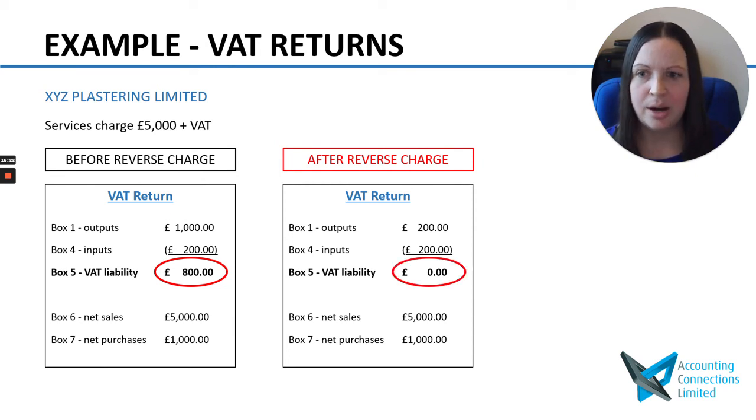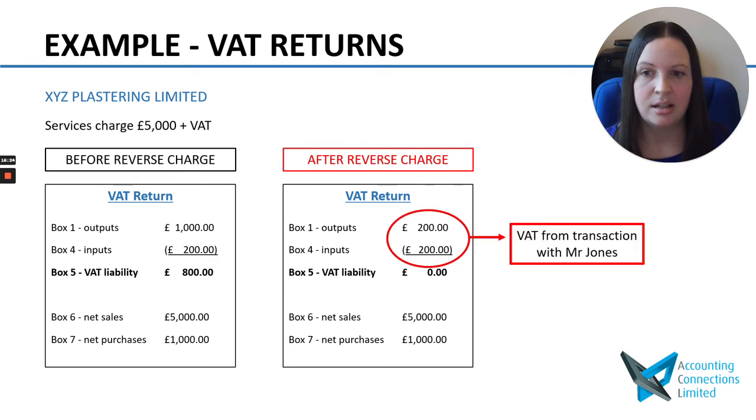You will, however, notice that £200, which is the VAT from the transaction with Mr. Jones, is now showing in two places. It's showing as an output and as an input. That is showing that the VAT has been moved up the chain. This is showing that the domestic reverse charge has been applied.